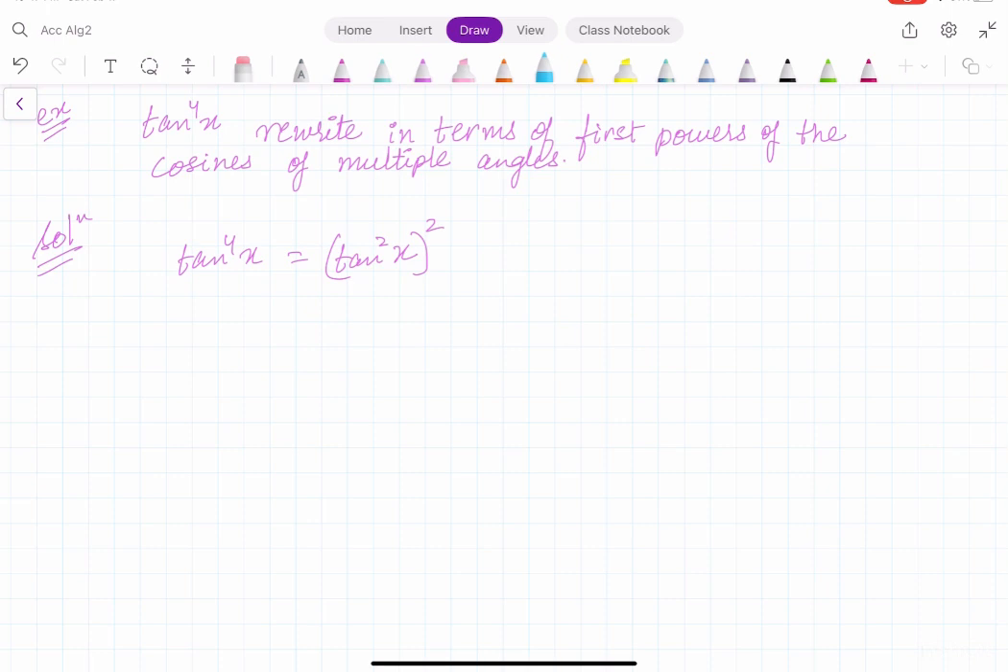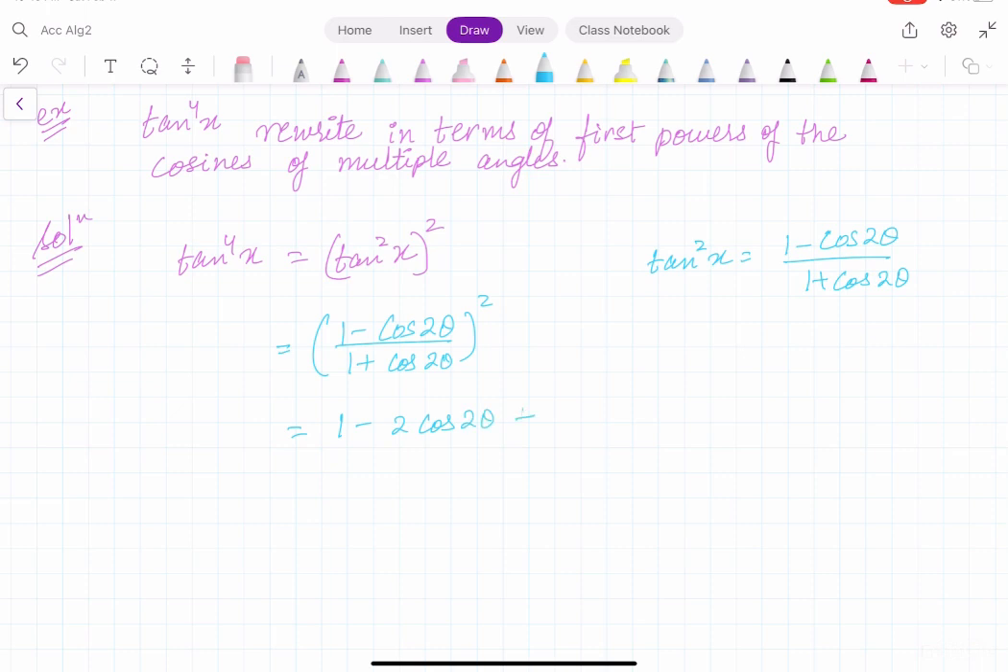Now, the tangent squared x can be rewritten as 1 minus cos 2 theta divided by 1 plus cos 2 theta, the power reducing one, right? So let's replace it. Instead of tangent squared x, we can write 1 minus cos 2 theta divided by 1 plus cos 2 theta, and everything squared. Let's square it by using the a minus b whole squared or a plus b whole squared property, binomial properties, right?